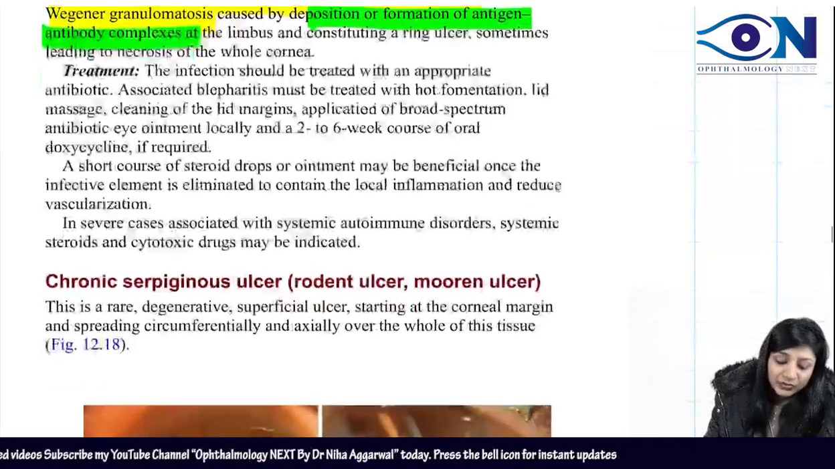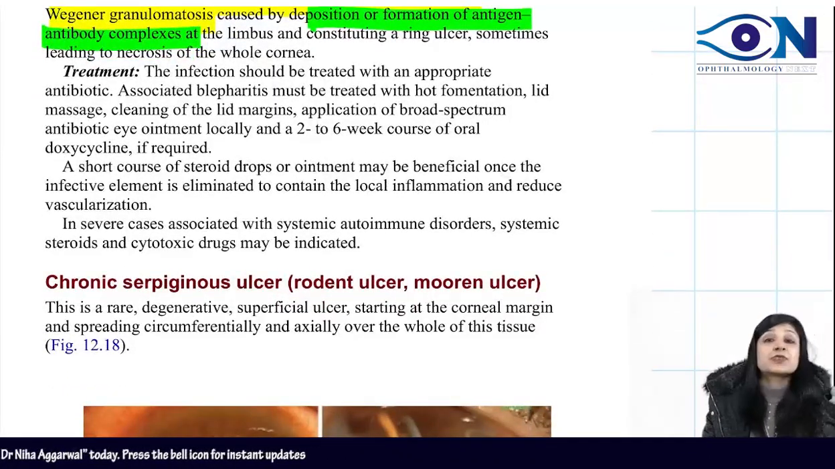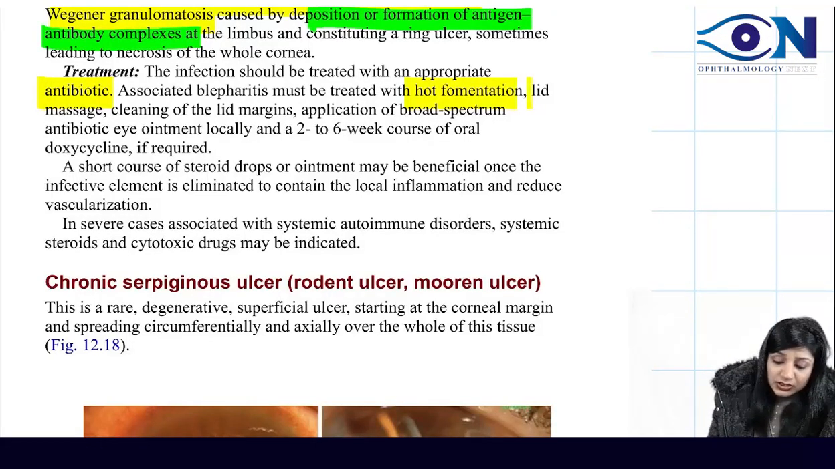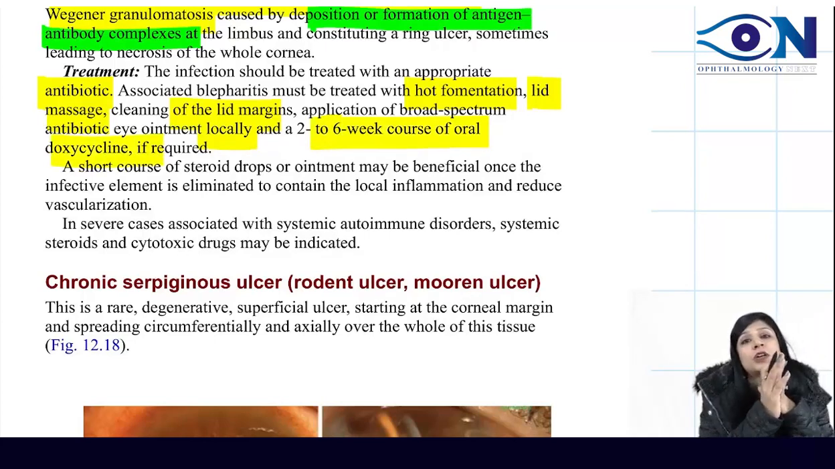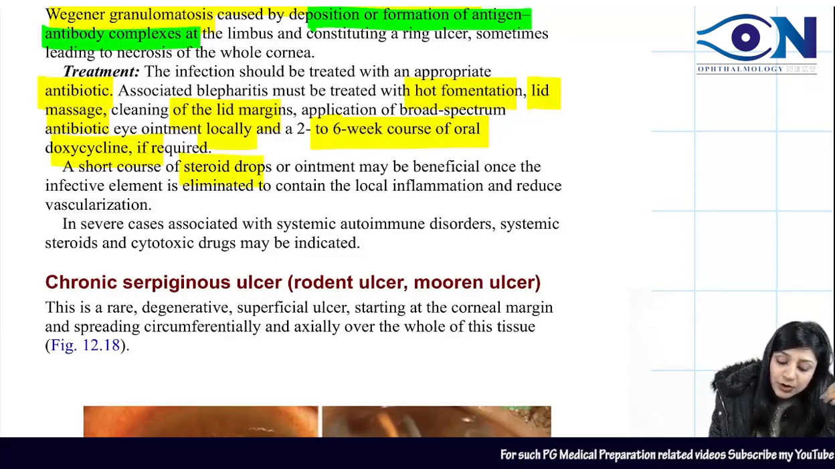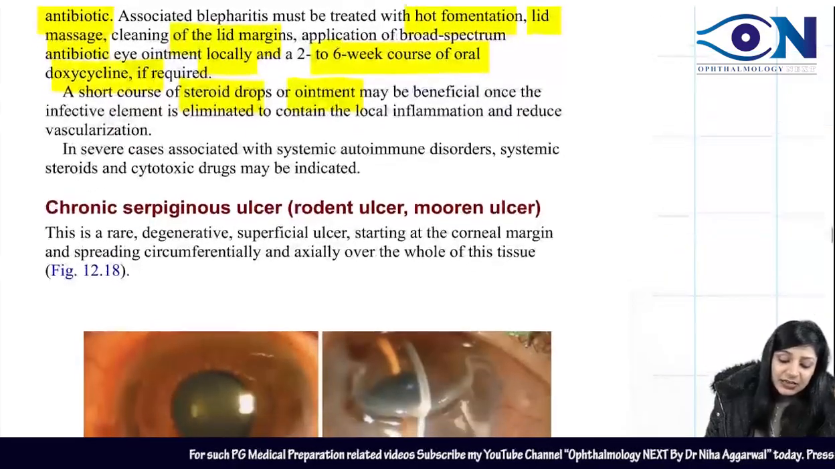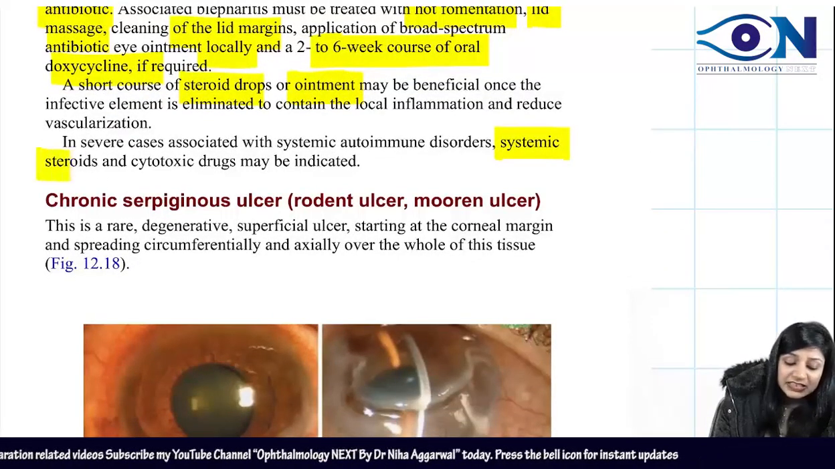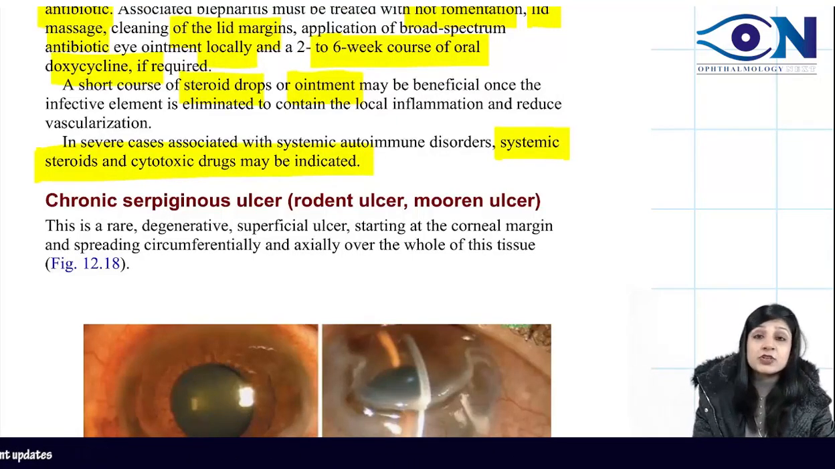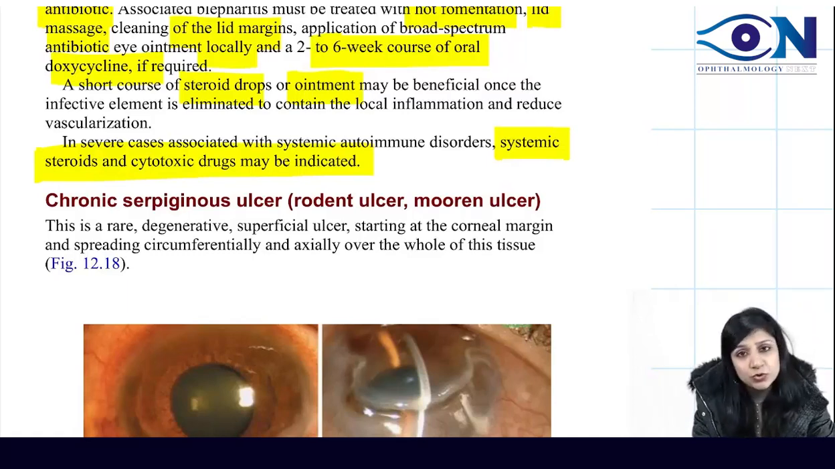If you look at the treatment, because it is mostly associated with staph, you can give the antibiotic, then you can give hot fomentation, lid massage, and cleaning of the lid margins. You can apply the ointments also, and if required, you can also give a short course of oral doxycycline. Along with this, because it's immune mediated, you have to give steroid drops or ointment. In severe cases, you can even go with systemic steroids and cytotoxic drugs. This does not mean that in every case you have to give systemic steroids or cytotoxic drugs, but yes, in intractable cases, you may even have to go up to that.